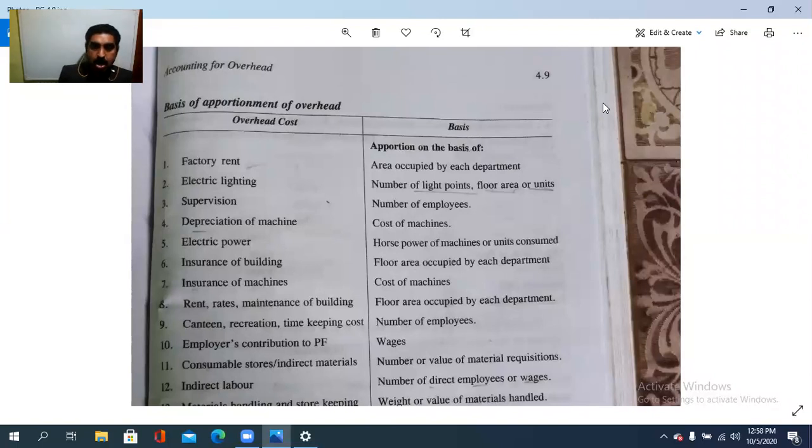Then electric power, horsepower of the machine or the units consumed. Insurance of building, floor area occupied by each department.